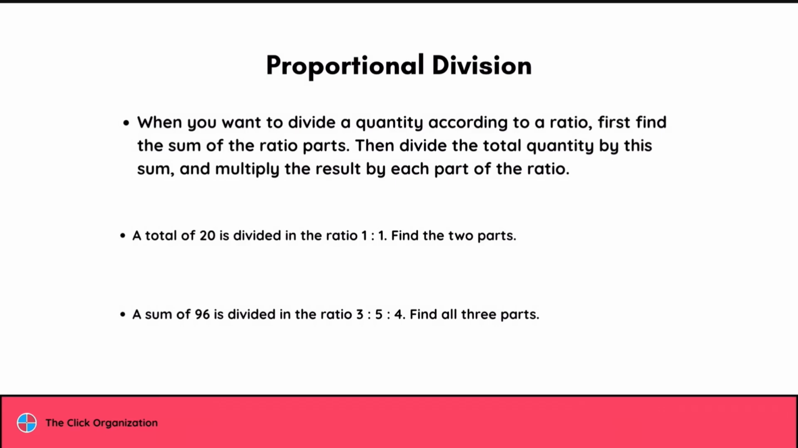The name must be very fancy, but it's not. It's a very, very simple topic. So it's like this. When you want to divide a quantity according to a ratio, first find the sum of the ratio parts, so the sum of the denominator and the numerator. Then divide the total quantity that has been given to you by this sum, and multiply the result by each part of the ratio.